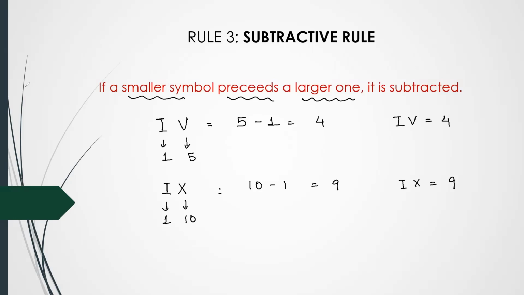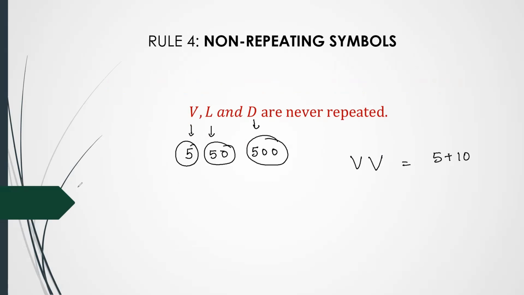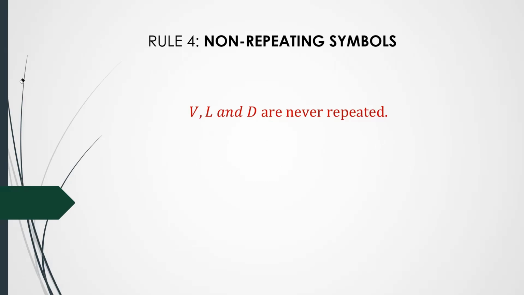The next rule is the non-repeating symbol. So V, which has value 5, L, which has value 50, and D, which has value 500, are never repeated. So 5, 50, and 500 can never be repeated. We can never write V and V for 10, which is 5 plus 5. Sorry, 5 plus 5 is 10. But 10 is written as X. It is not written like this. So V, L, and D are never repeated. This is rule number 4.